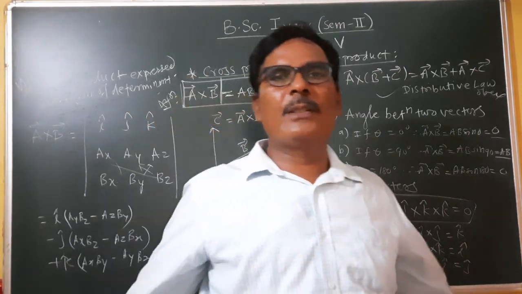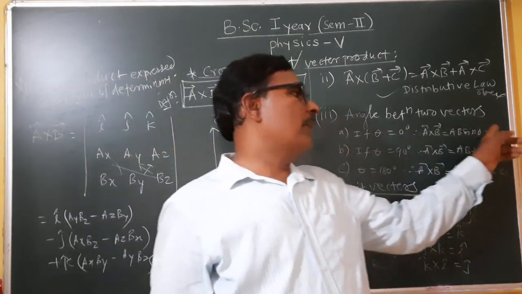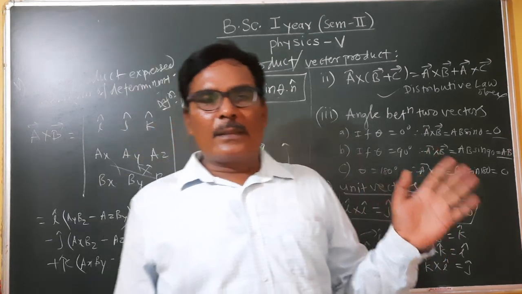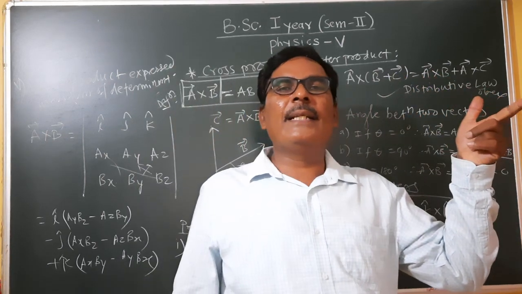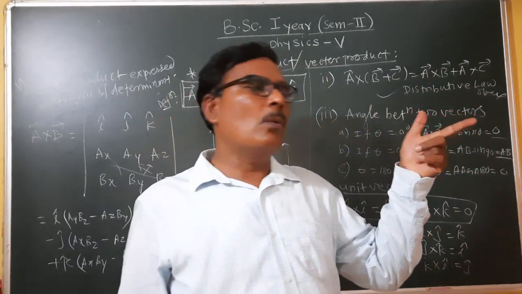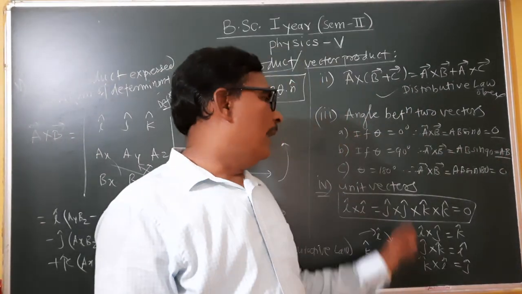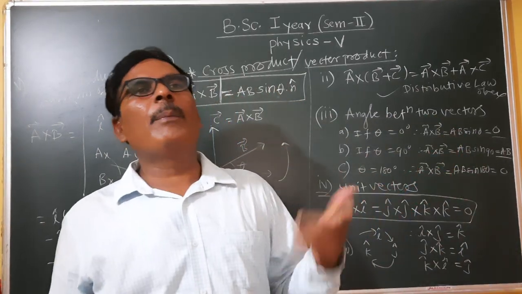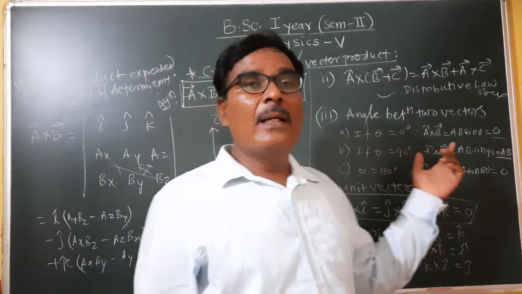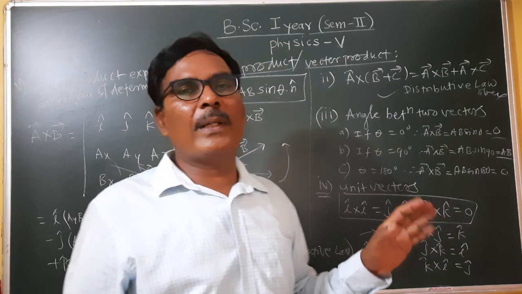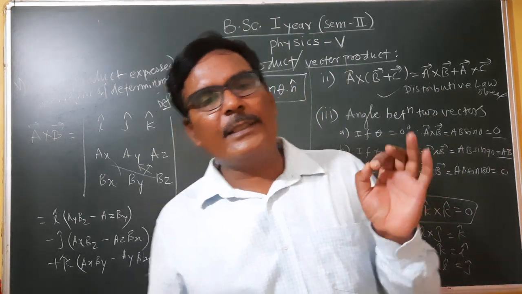In the scalar product, if the two vectors are parallel to each other, the scalar product is the product of their magnitudes; in the vector product, it is 0. If two vectors are perpendicular, the angle between them is 90 degrees, cos 90 is 0, so the scalar product is 0, but the vector product is the product of the magnitudes. And third, if they are antiparallel, the scalar product has a negative sign on the product of magnitudes, and the vector product is 0.